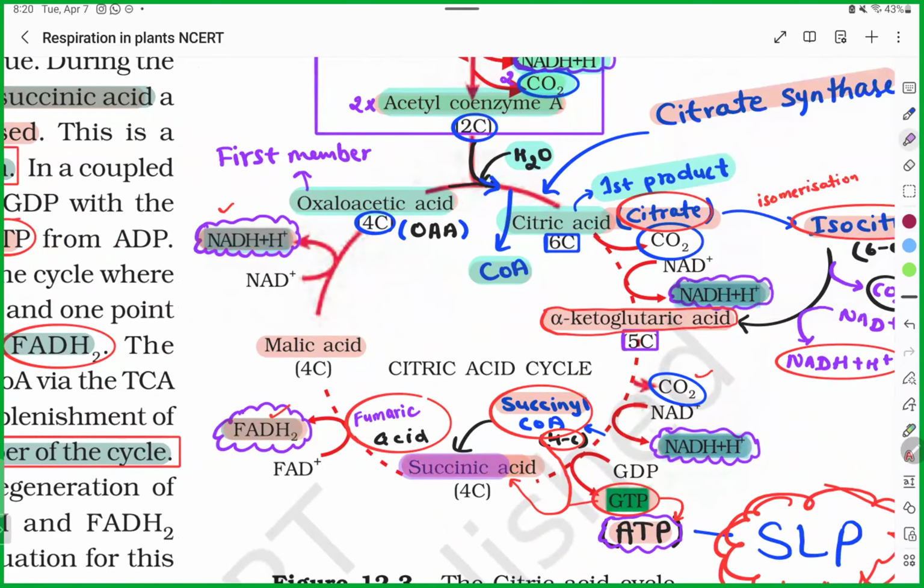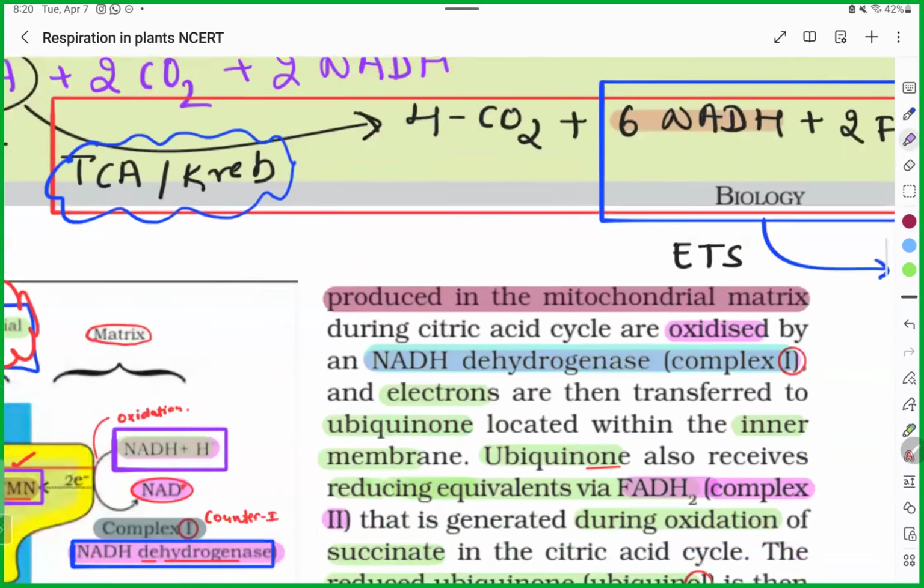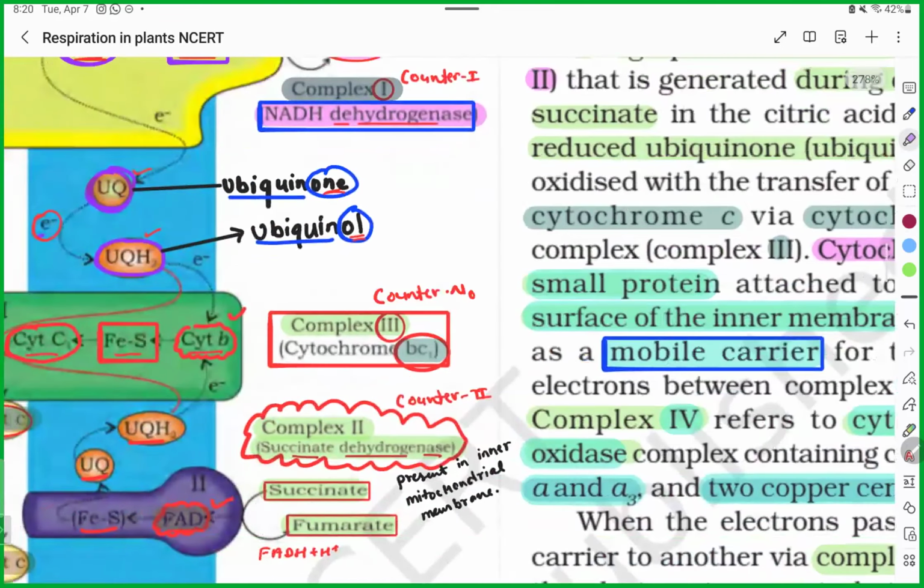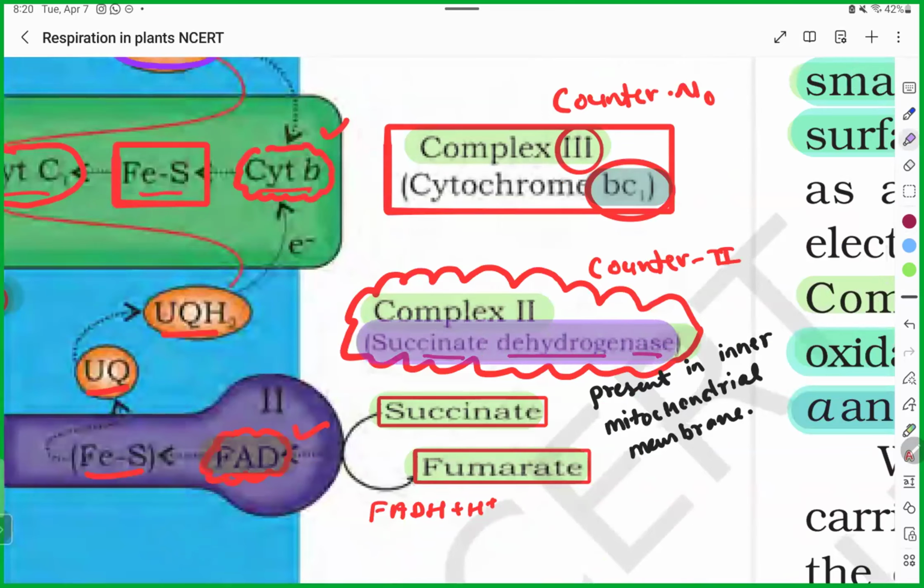See, succinic acid converts into fumaric acid. Enzyme used in this process is succinic dehydrogenase. Same thing here. Second complex is succinate dehydrogenase complex 2, where succinate converts into fumarate. And this enzyme is present in inner mitochondrial membrane. Succinate dehydrogenase is present in inner mitochondrial membrane. So this is the enzyme of Krebs cycle.